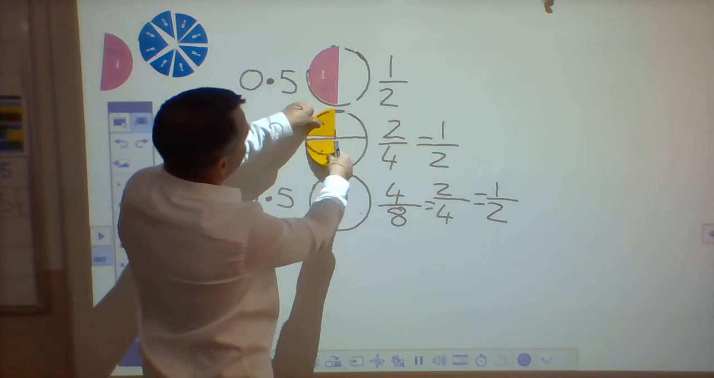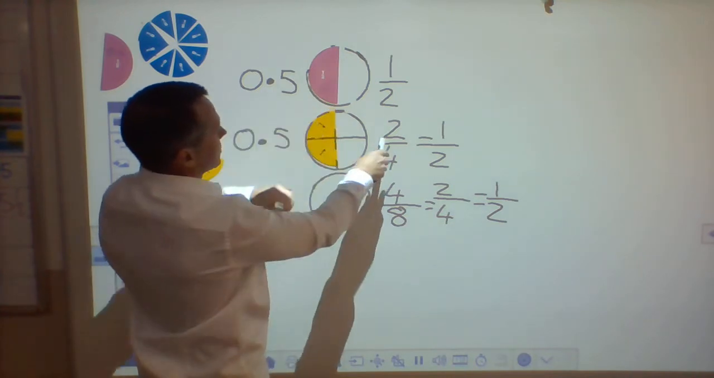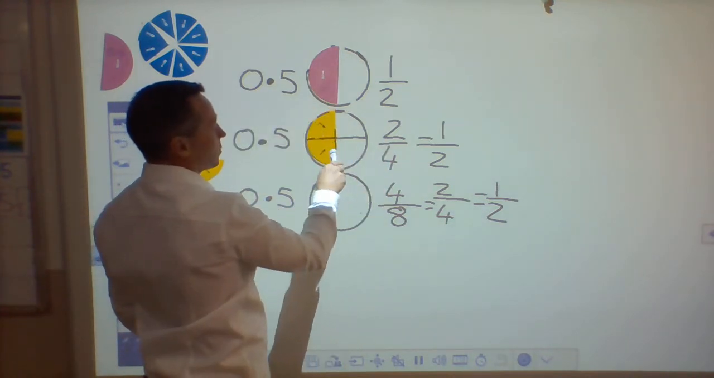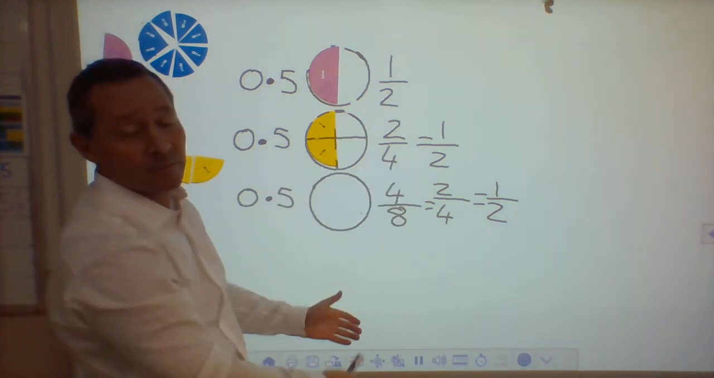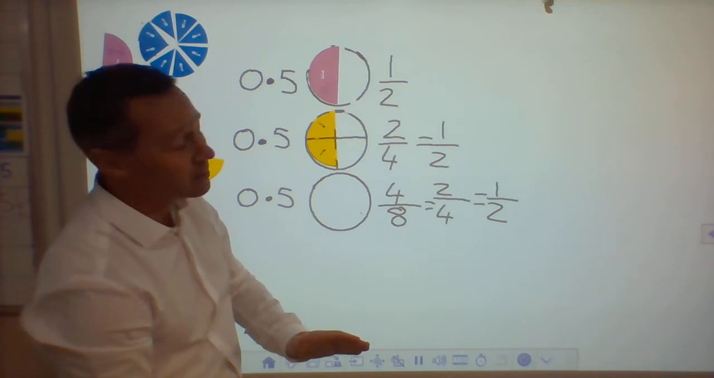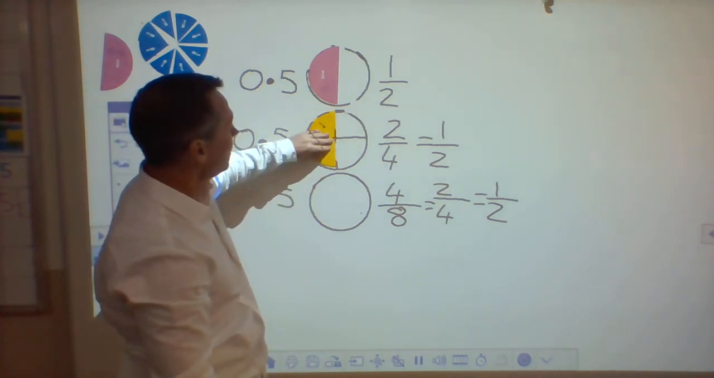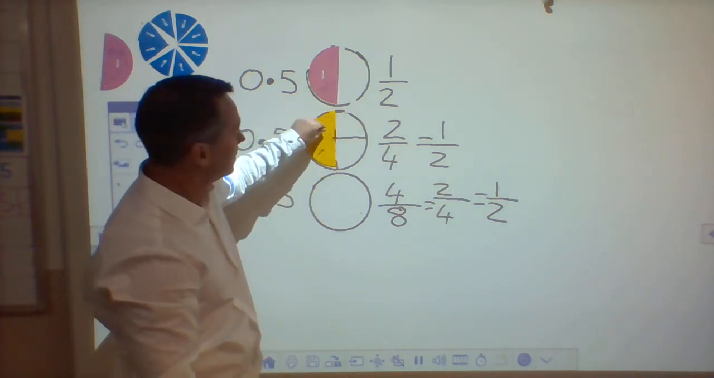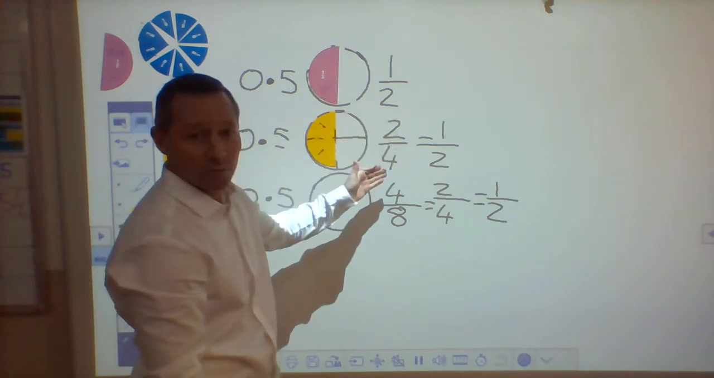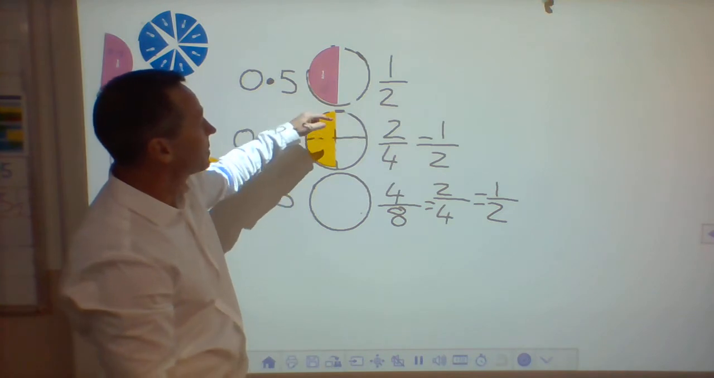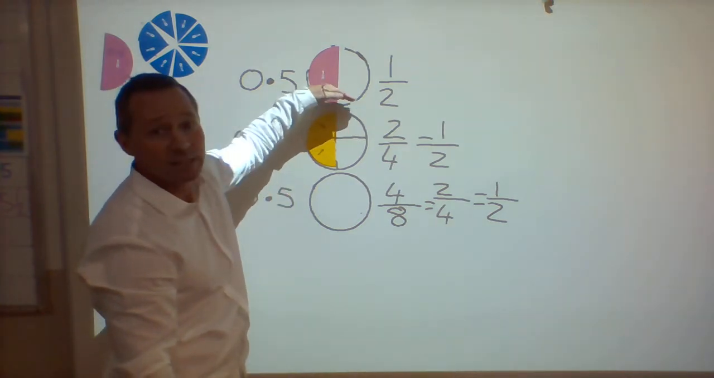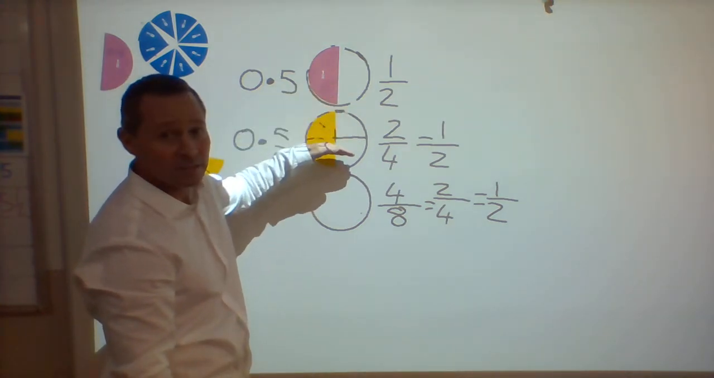If I did that, so my denominator tells me 1, 2, 3, 4. I need 4 pieces to make one whole. But I ate half of it, in which case I've eaten 2 pieces, which leaves 2/4 or a half. It's exactly the same as this. But this pizza has been cut into 2 bits. This one's been cut into 4 bits.